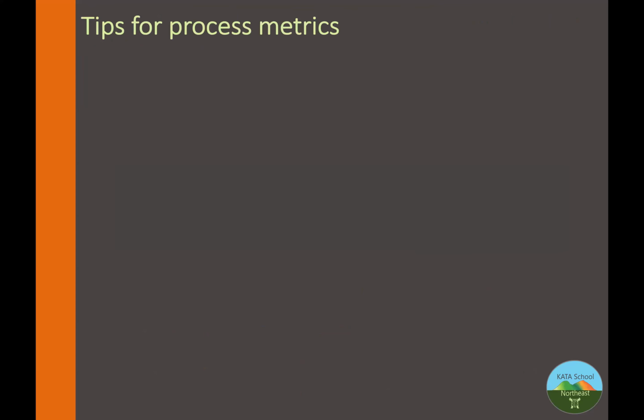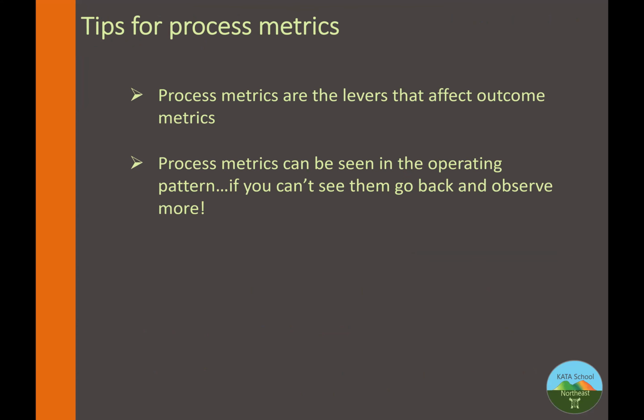So here are some tips and tricks for process metrics. Process metrics are the levers that affect your outcome metrics. Process metrics can be seen in the operating pattern. So if you can't see them, you need to go back and observe more.